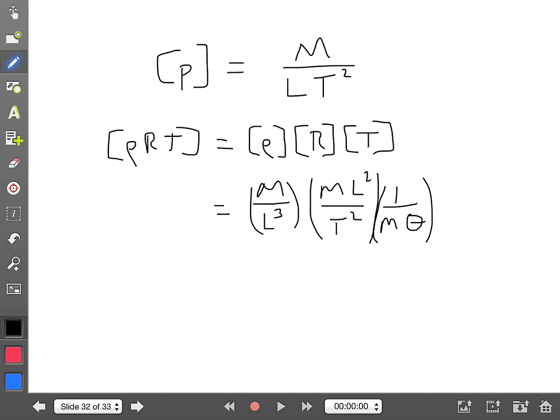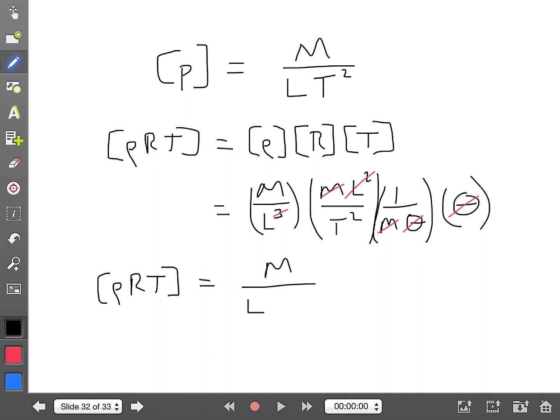The third, this guy right here, is going to be temperature as well. So let's go through and cancel. We've got the temperatures cancel, one in the numerator, one in the denominator. We've got this mass canceling that mass, and we've got 2 of these lengths canceling 2 of these and leaving 1. So what we are left with for the dimensions of rho, R, and T are mass over L, T squared, just counting up what's left.